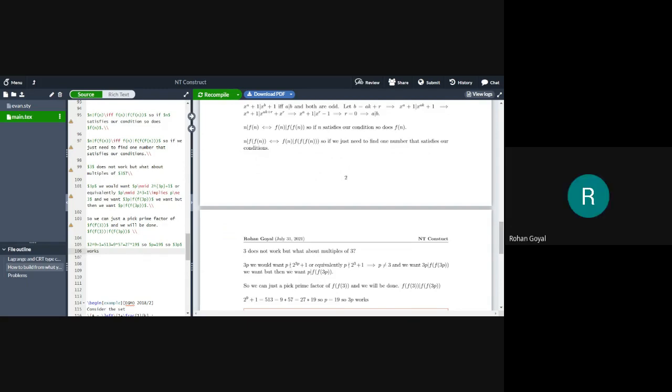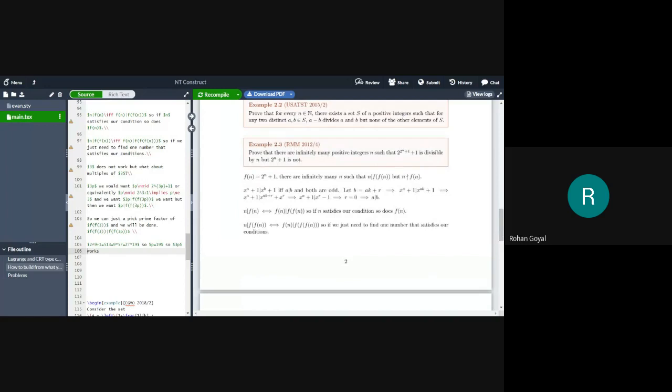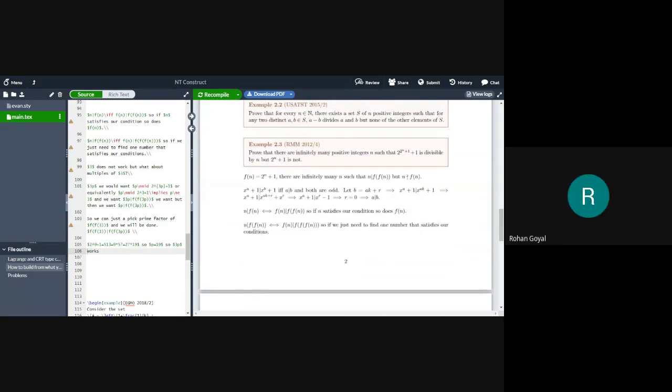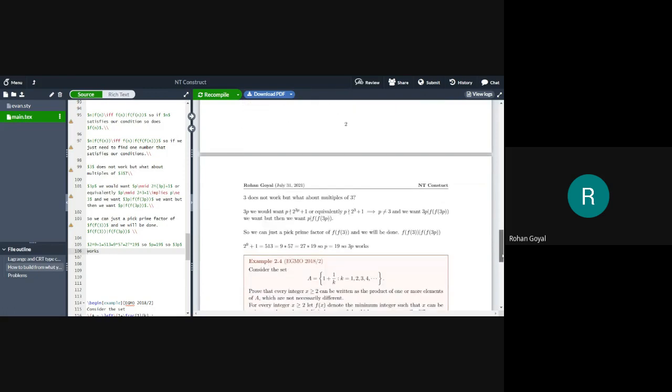I think we only used Fermat's little theorem in this step, and otherwise we used the lemma that we proved for this step, and this step, and this step. We used this lemma everywhere because the crux of this problem is this lemma, but I don't think we used anything else.